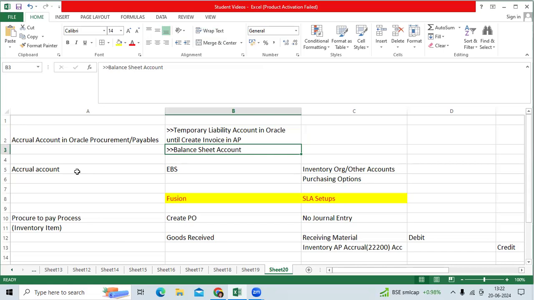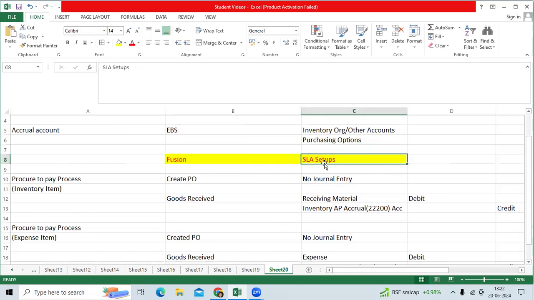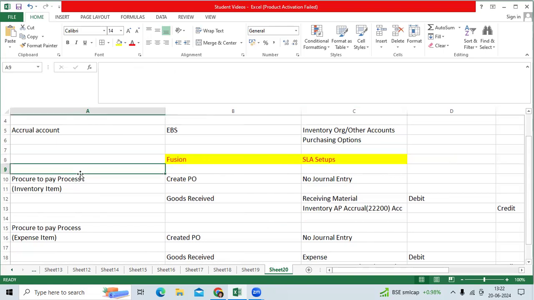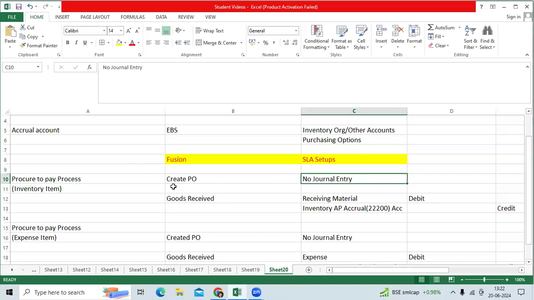When it comes to EBS, we control the accrual account at two levels. One is the inventory organization, under the accounts tab, as the inventory AP accrued account, and the other is purchasing options, the expense AP accrued account. When it comes to Fusion, we are required to do the SLA setups as mandatory for both accounts. The test scenario, P2P: when I create the purchase order, there is no journal entry because of the standard accrual method at the primary ledger option.